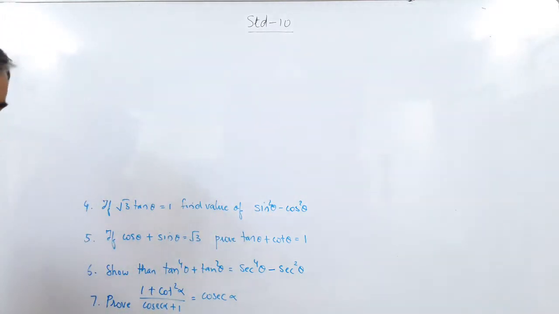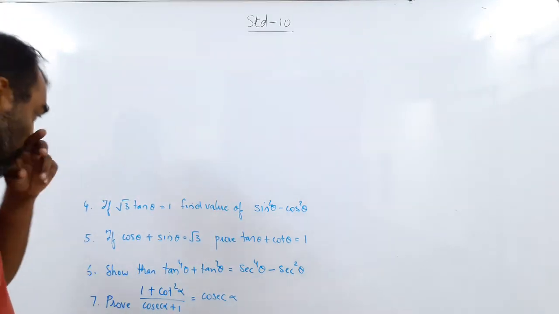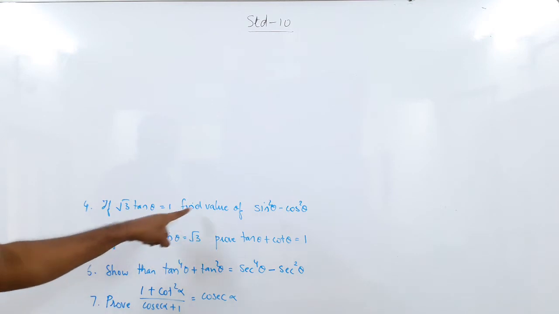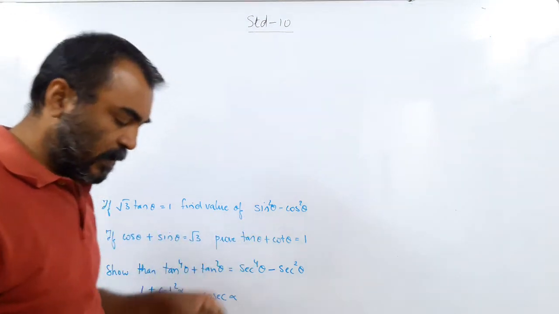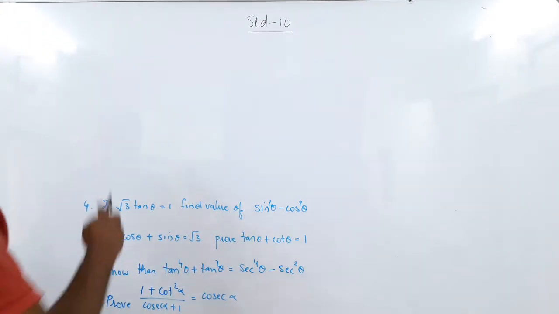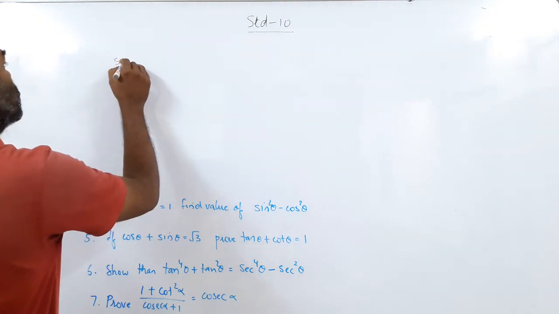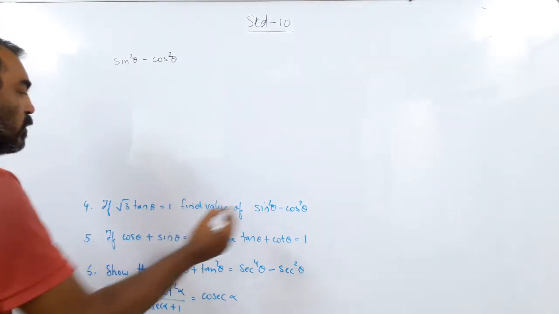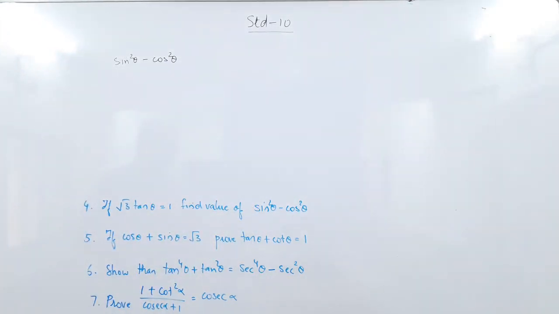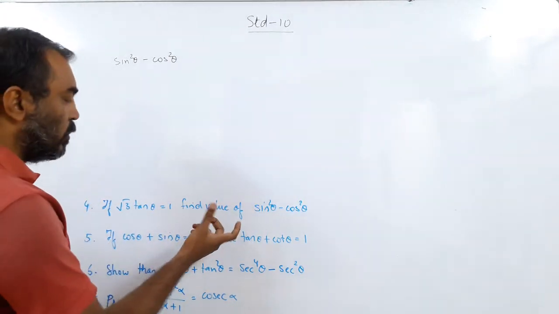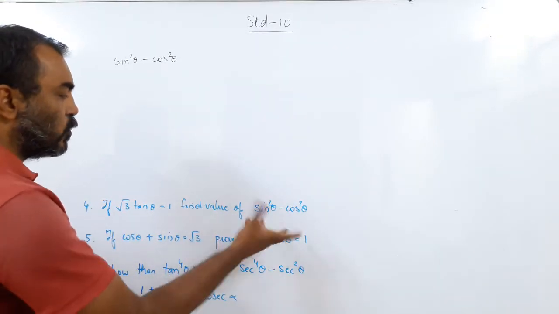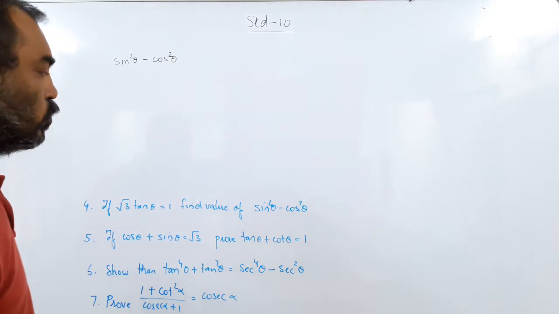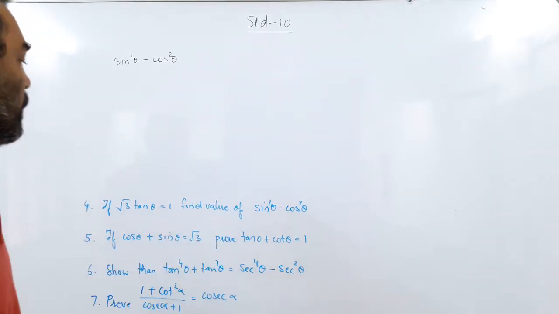Okay. Now in this sum, look at the question. If root 3 tan theta equal to 1, find the value of sin square theta minus cos square theta. Now what is the meaning of find the value? Find the value means not solve it, simplify it, no proving, finding the value. So value is what? 2, root 3, whatever the value we have to find.